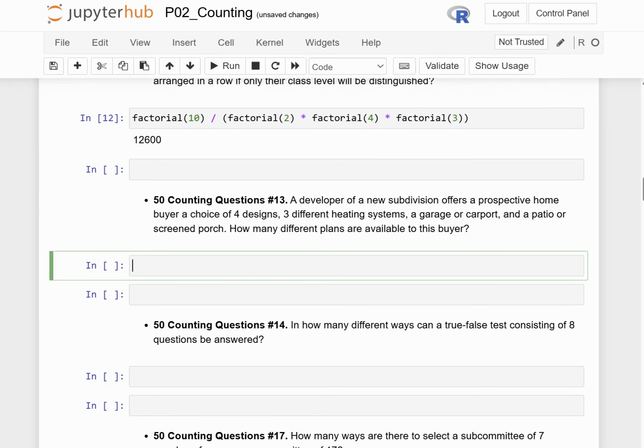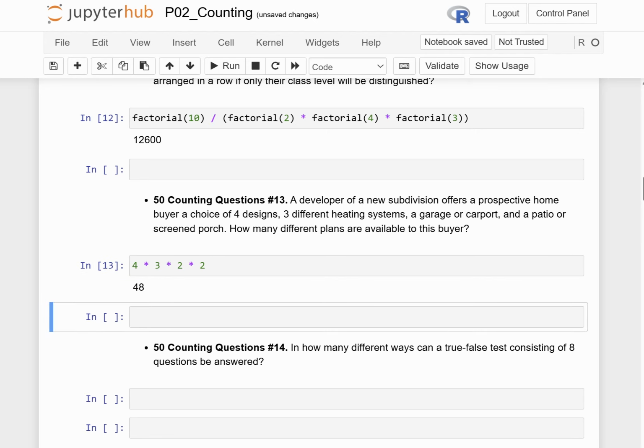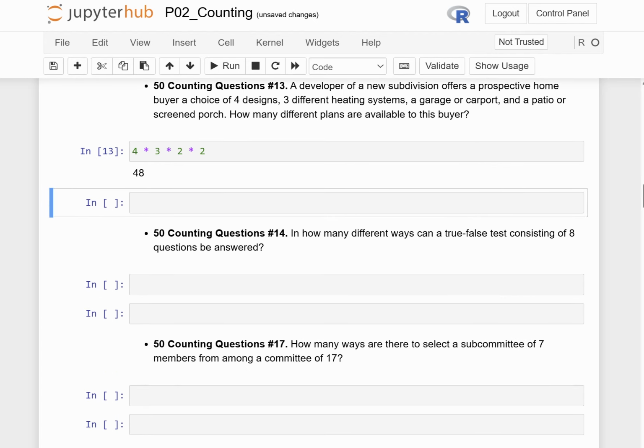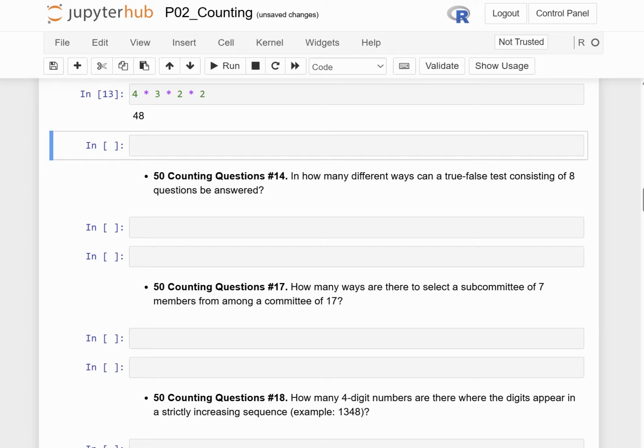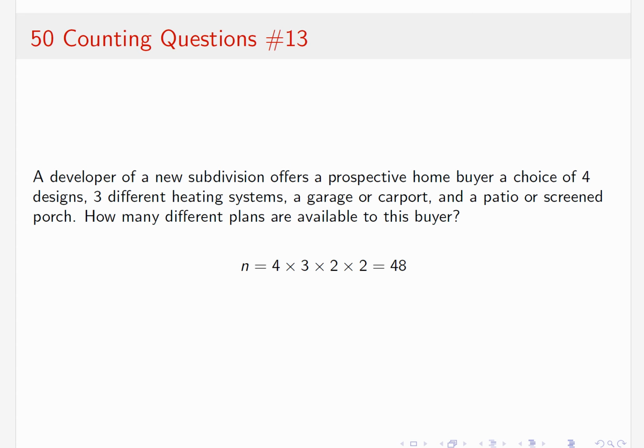Right, so the first thing, they have 4 layout plans, times 3 different heating systems. They get to choose a garage or a carport, and they get to choose the patio or the screened-in porch. There's 2 choices there. So 4 choices for the layouts, 3 choices for the heating system, 2 choices for the garage carport option, and 2 choices for the patio or screened-in porch. Right, so there are 48 different plans that are available to this home buyer.